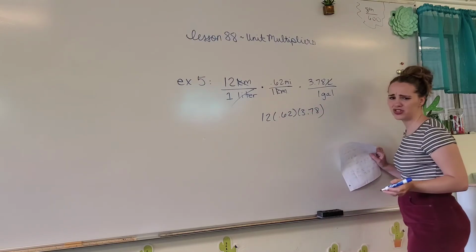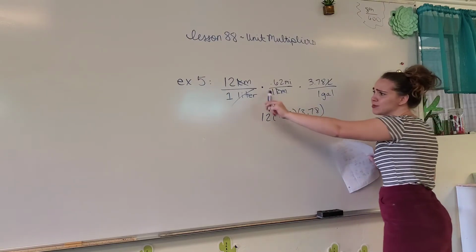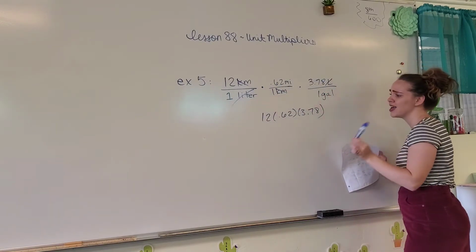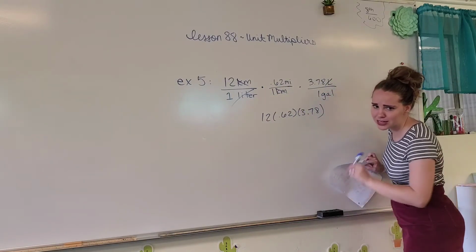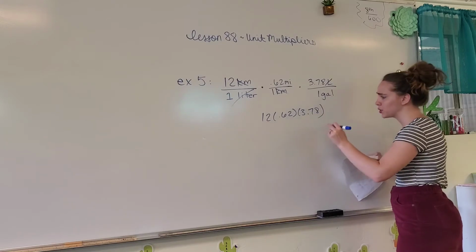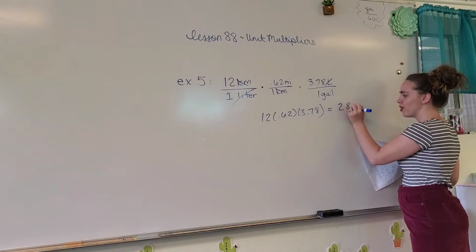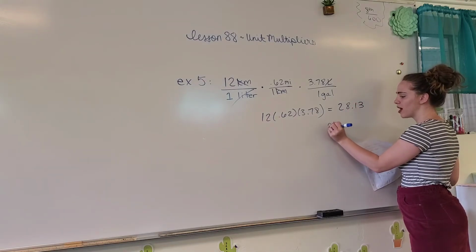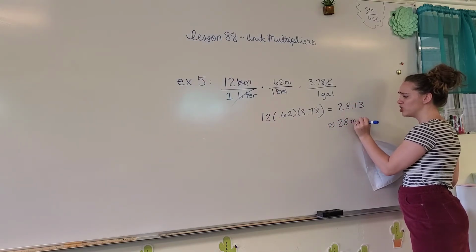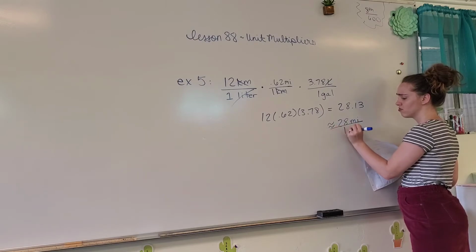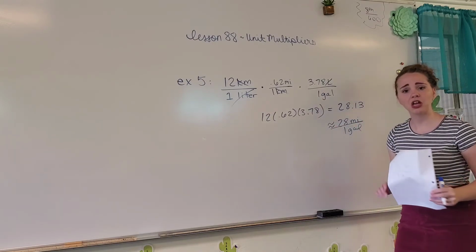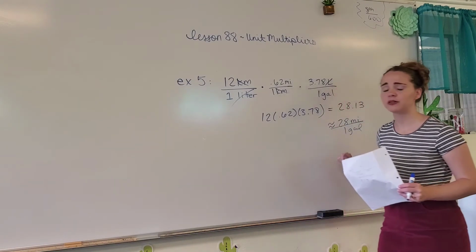And this is a situation in which I say use your calculator. It's more important to know how to do this than to be able to multiply by decimals. At this point, just calculate it out on your calculator. And you end up with about 28.13. So we're going to say approximately 28 miles per gallon, which is actually good. So he was getting pretty good gas mileage there.